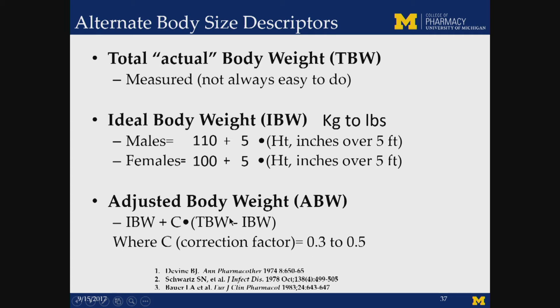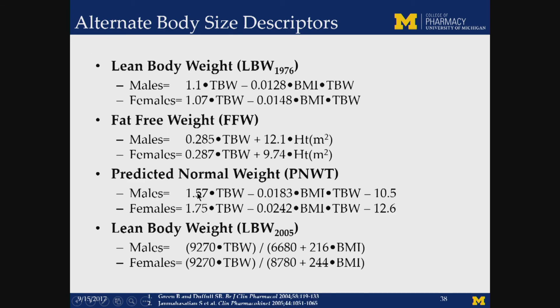And so the adjusted body weight is simply saying 40% of the difference between total and ideal body weight plus ideal body weight is what we would term the adjusted body weight, and then use that weight to compute the dose of the drug. Again, whether or not these are truly accurate ways of representing body weight, what's been shown is that they help dosing of certain drugs.